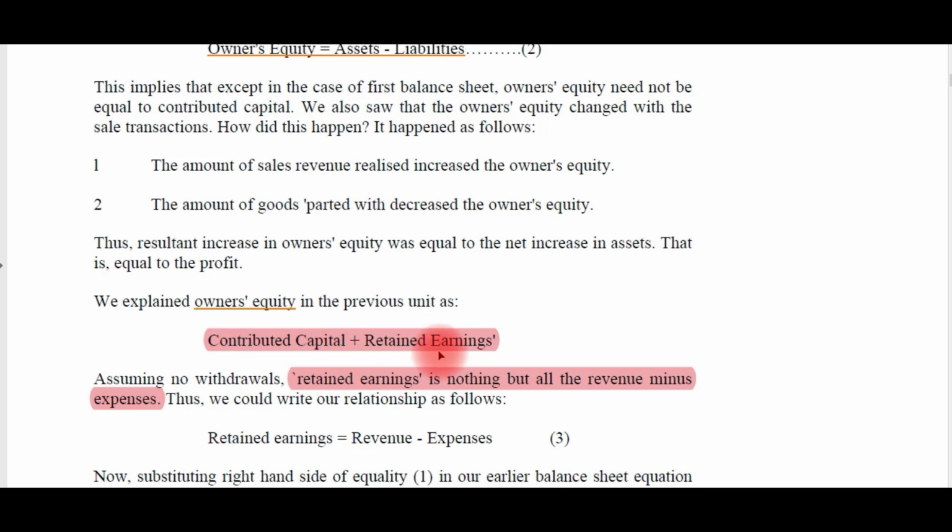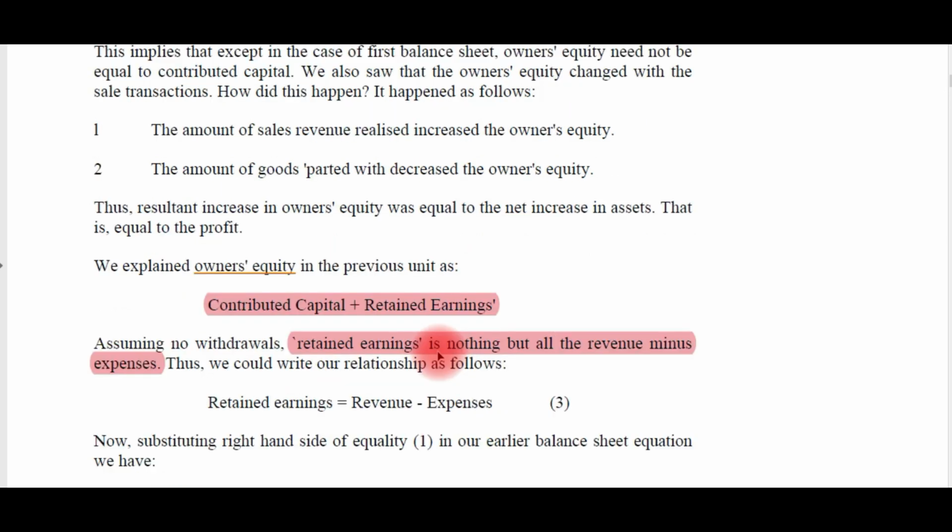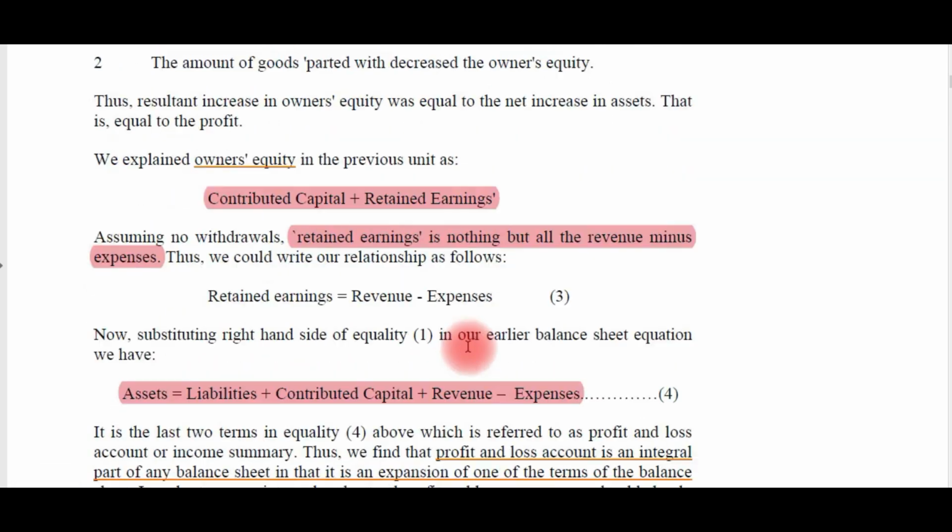Retained earnings means those profits which are not shared with the shareholders and are put back into the business, reinvested into the business for further projects. Those are called retained earnings, which means profits which are ploughed back into the business. This can be treated as follows: when the revenues are in excess of the expenses, then we will get retained earnings. See here, retained earnings is nothing but all the revenues minus expenses, right?